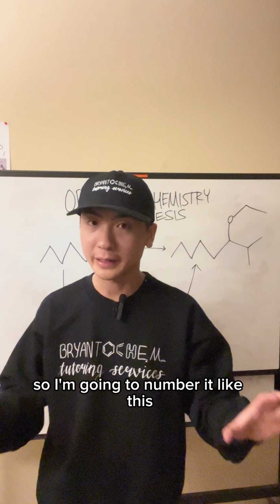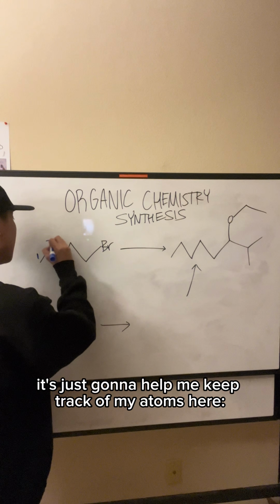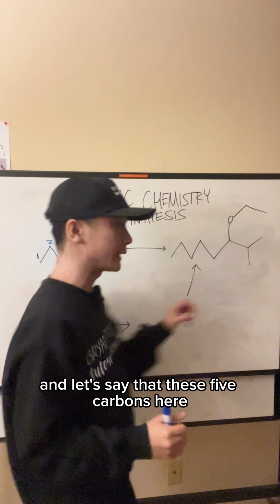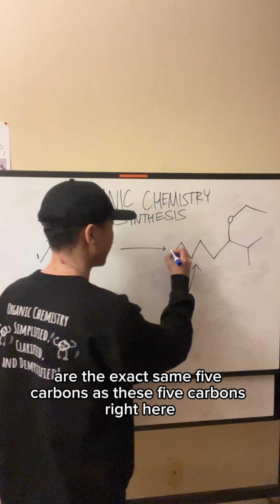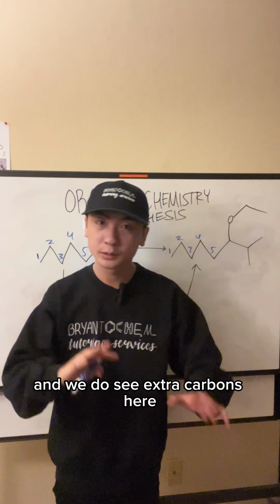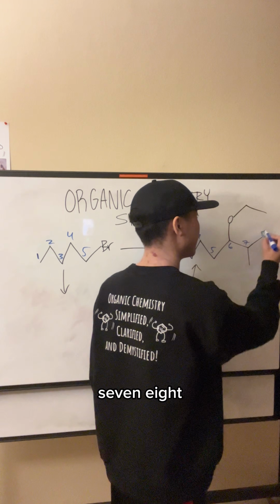So I'm going to number it like this, which is not the official nomenclature. It's just going to help me keep track of my atoms here. 1, 2, 3, 4, 5. And let's say that these 5 carbons here are the exact same 5 carbons as these 5 carbons right here. And we do see extra carbons here. So let's keep going. 6, 7, 8, right?